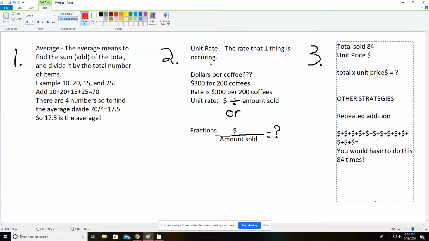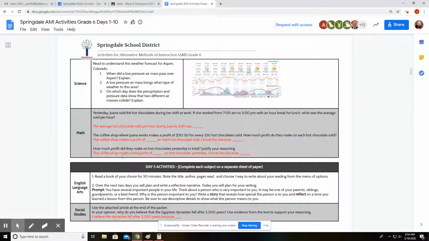So number 2, we're going to be talking about unit rate. I want you to keep that idea in mind as we are talking about this next one. The coffee shop where Juana works makes a profit of $312.50 for every 250 hot chocolates sold. How much profit do they make on each hot chocolate sold? So they've made $312.50 and they sold 250.